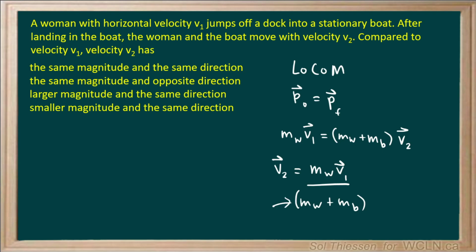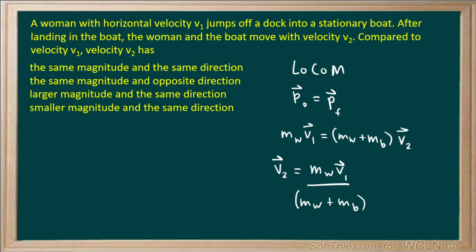So if in the denominator here we only had the mass of the woman and no mass of the boat, then we could cancel the mass of the woman and v2 would be equal to v1. But in this case, we're actually dividing by a number that is bigger than the mass of the woman. It's the mass of the woman plus the mass of the boat. So if we divide by a larger number here, then this entire expression on the right-hand side must be less than v1.